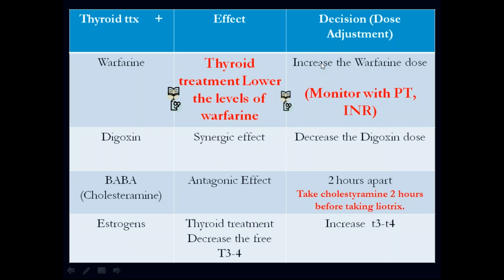Here, warfarin: thyroid treatment lowers the level of warfarin, so what we need to do is increase the warfarin dose. Digoxin has a synergistic effect, so decrease the digoxin dose. We have cholestyramine, a bile acid sequestrant, with an antagonistic effect, so we need to take it 2 hours apart. Take cholestyramine 2 hours before taking Synthroid. And estrogens: thyroid treatment decreases the free T3 and T4, so what we need to do is increase the T3 and T4.